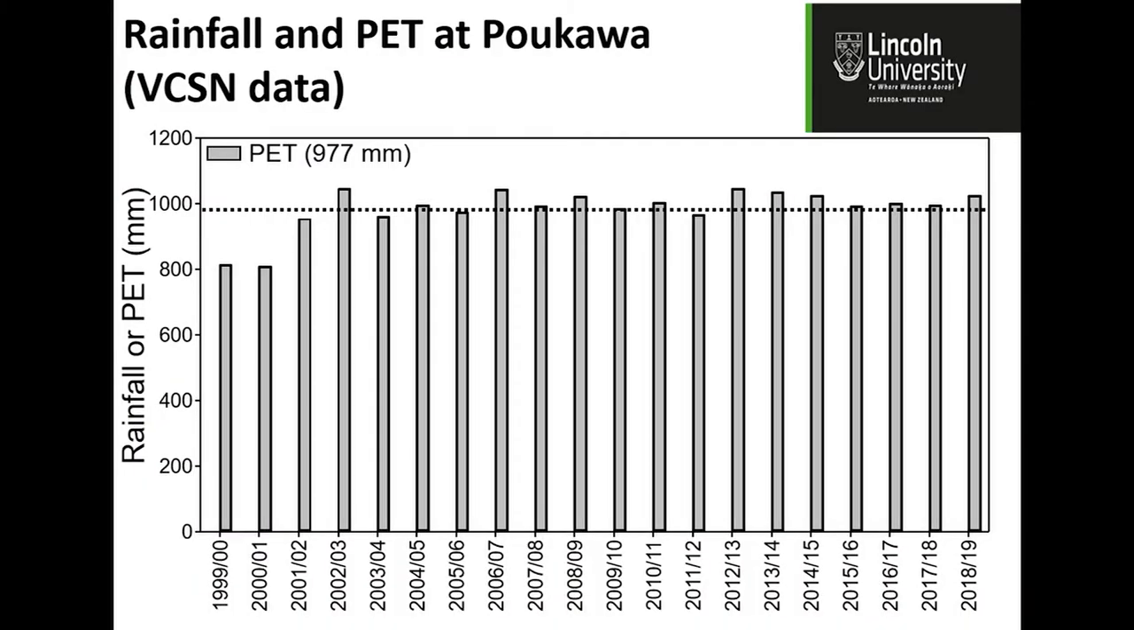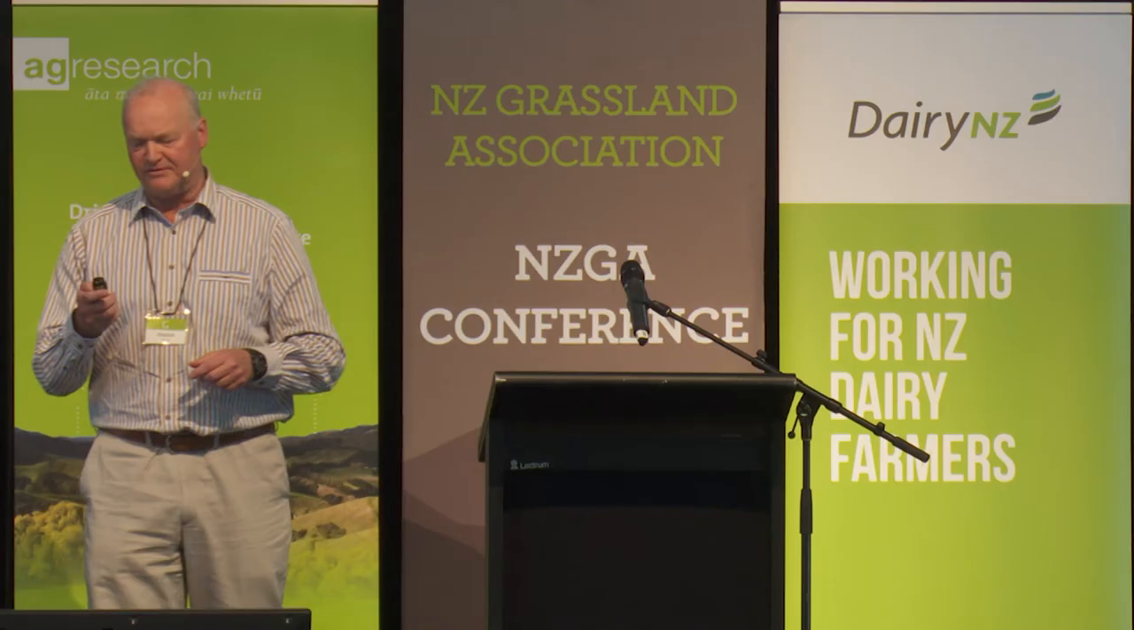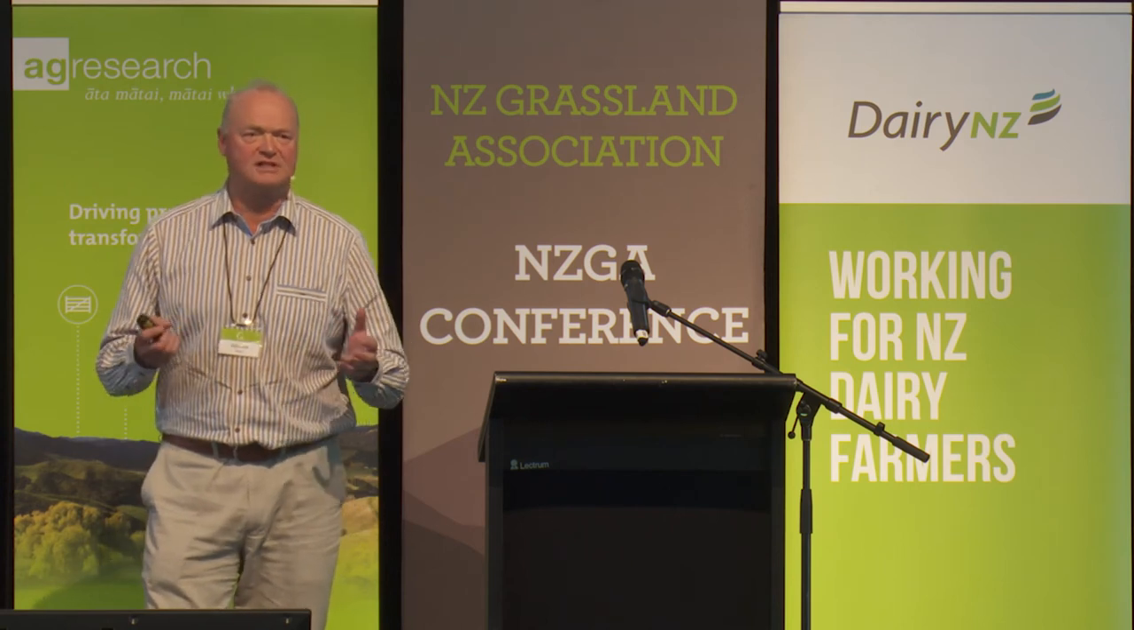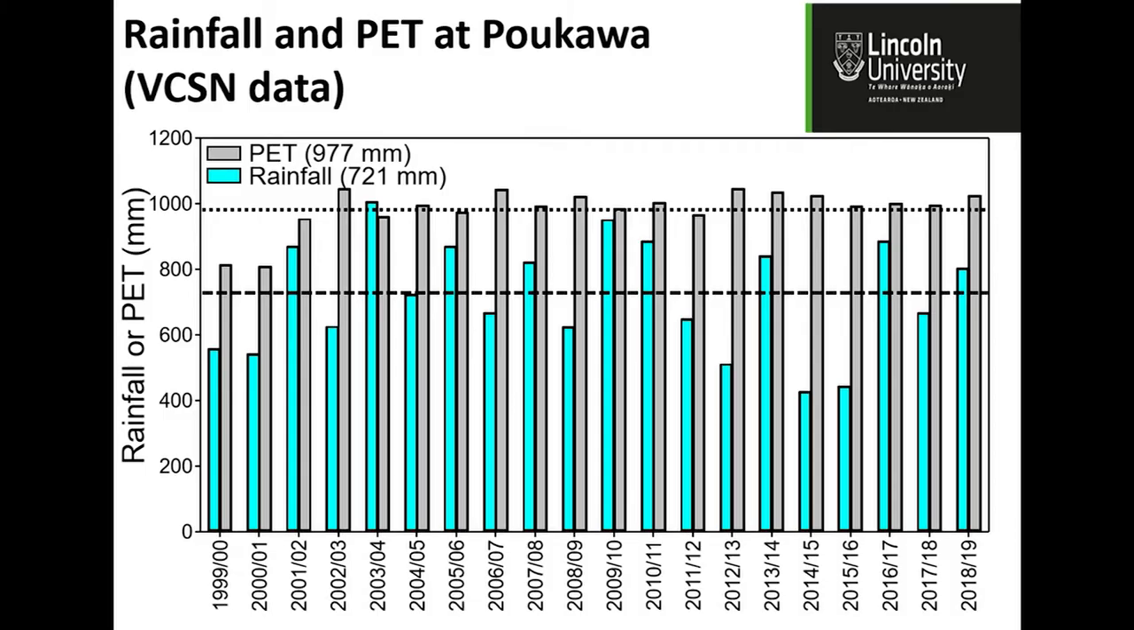Evaporation from the soil surface, or evapotranspiration, is measured by the potential evapotranspiration. And this set of data from NIWA shows us that on average we've got 1,000 millimetres of water used, or potentially used, out of that system at Pukawa. Whether it's changed or not from the beginning of the century, we don't know. The rainfall is the bit that changes. So the rainfall goes up and down, and there's an average here of about 700 mils. So we've got a deficit of about 300 mils. Summer dry. Absolutely always going to be summer dry.